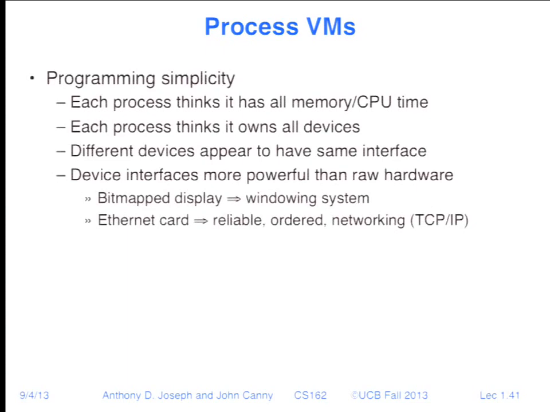So what the process VM does is it allows you to simplify the program. Each process thinks it has all of the memory and CPU time. Normally, all of the devices are available to the user as well. You can simplify the interface to the different devices. People don't need to know what display driver they're running. And the device interfaces for things like mouse pointers are much more abstract normally than a physical mouse or pointer device. In terms of networking, you can also provide higher level primitives. Like in Java, you have serialization, the ability to stream objects very easily across the network.